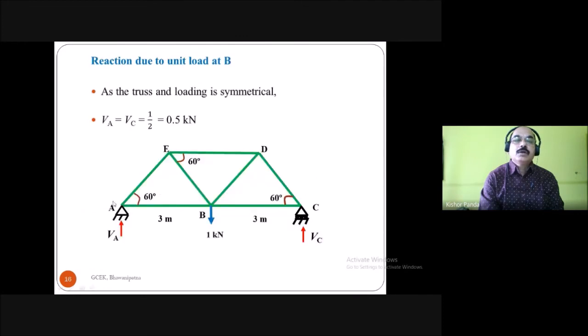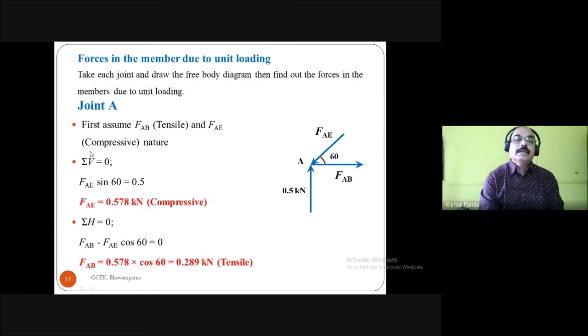Here also you take joint A because you know the reaction at A. The reaction at A is 0.5 kilonewton, and you have to find out similarly the force in the member AE and the force in the member AB due to the unit load at the joint B. So here also assume the force in the member AB is tensile and the force in the member AE is compressive in nature, and take the summation of vertical force equal to 0.